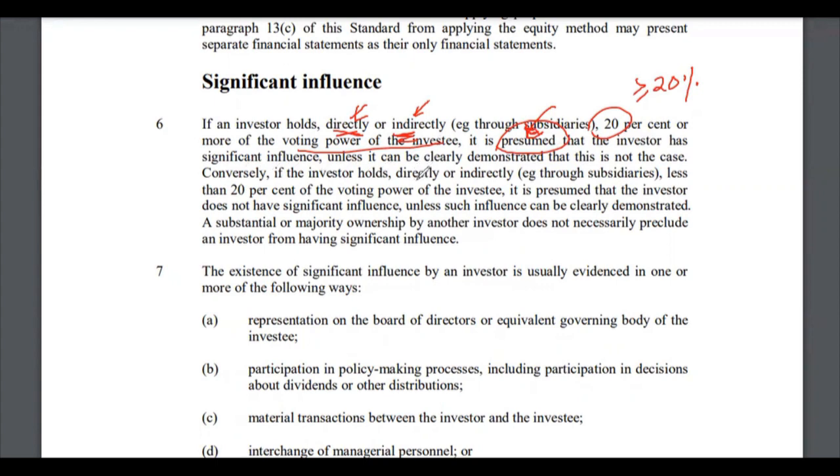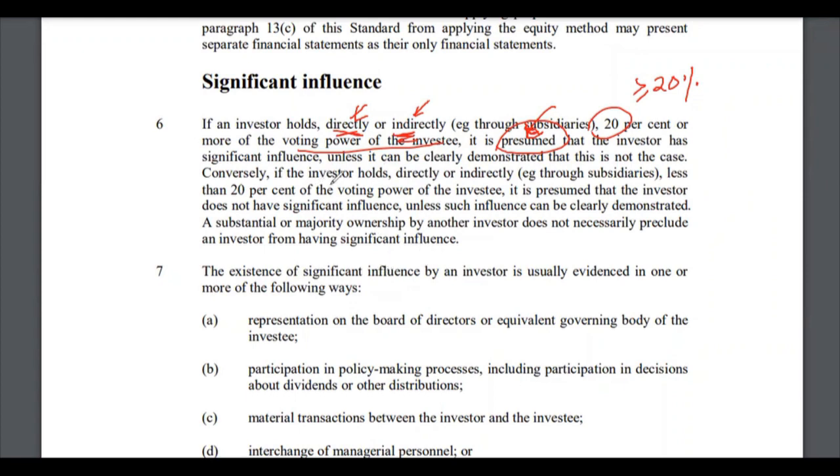So in very simple terms, if an investor holds, directly or indirectly, 20% or more of the voting power over the investee, it's presumed that the investor has significant influence, right? So it's presumed. There's a meaning behind that. You may not need to look for other factors. You may just look at the percentage holding, and you can just assume that it has significant influence, right?